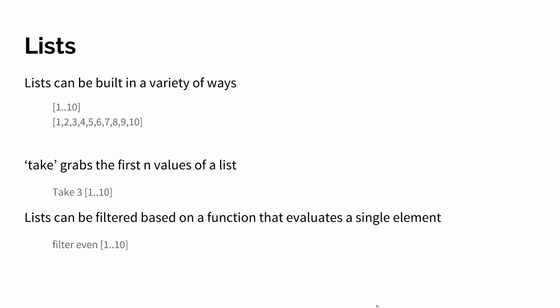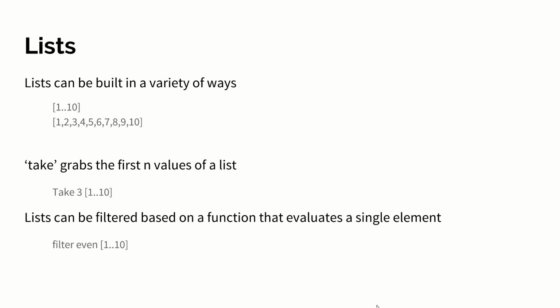Another common list operation is take. Take simply grabs the first n values of a list and returns that sublist as its own list. So take 3 on the list from 1 to 10 will simply return a list containing the numbers 1, 2, 3.